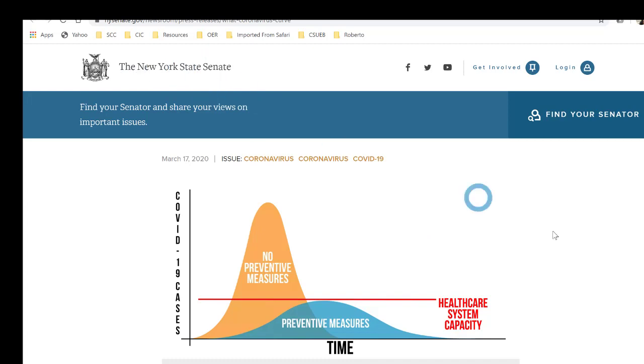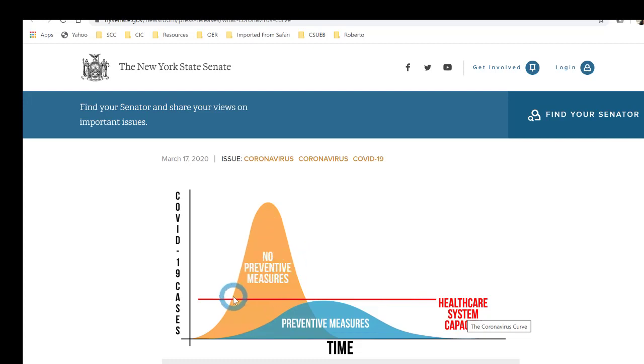So this is from New York State, and notice that here it talks about the normal curve, and then there's one that's higher and flattened out. This is a really good example to show that the number of cases will increase as time increases, and it will peak really, really high, and then it'll shoot down fast. So the number of cases will shoot up real fast and shoot down real fast. But notice the number of cases will increase because there are no preventative measures.